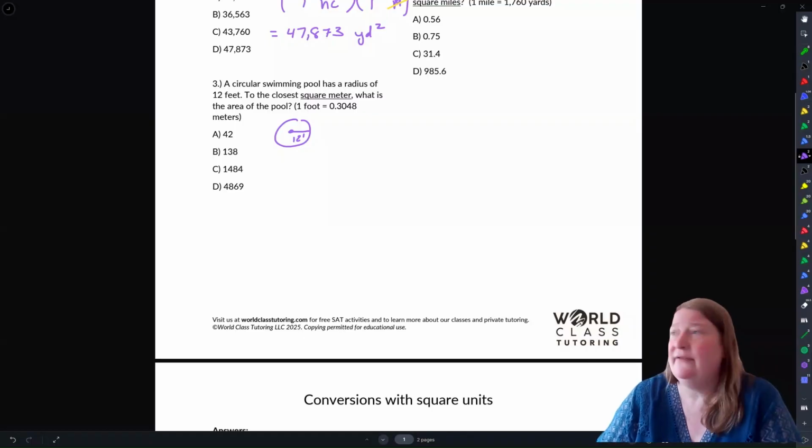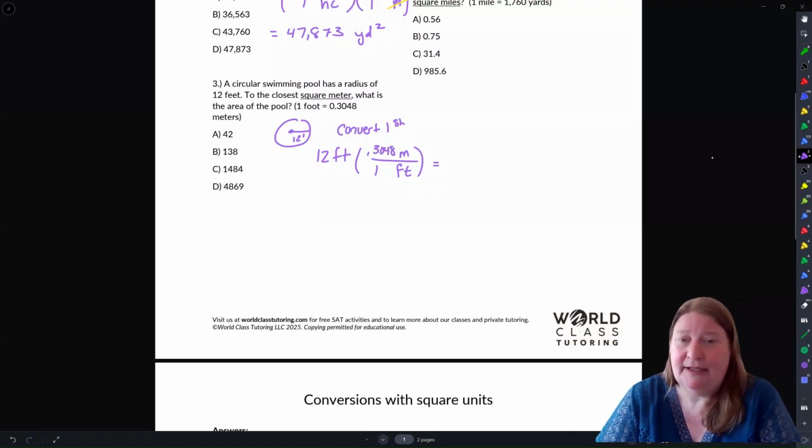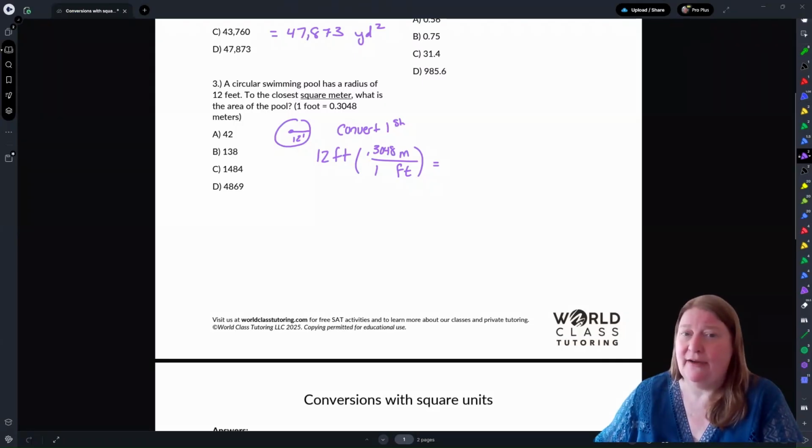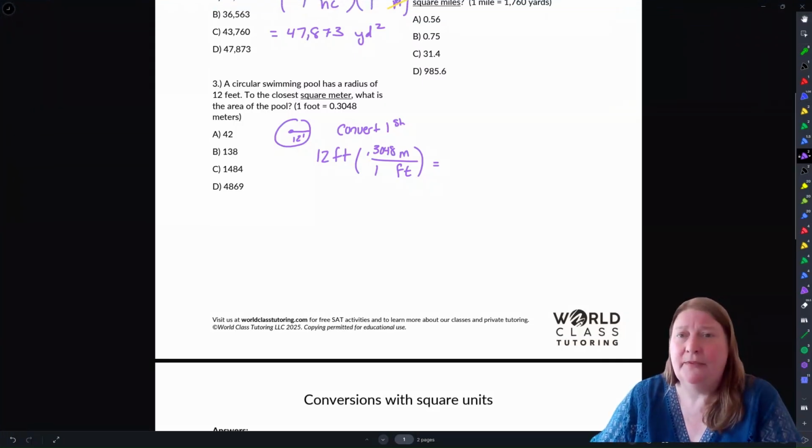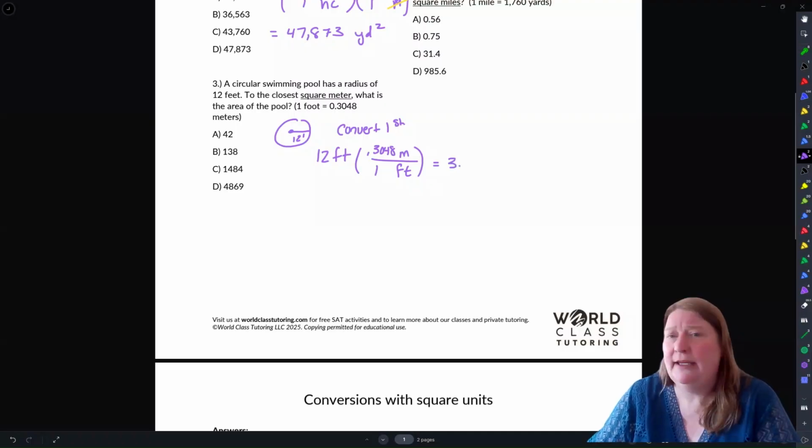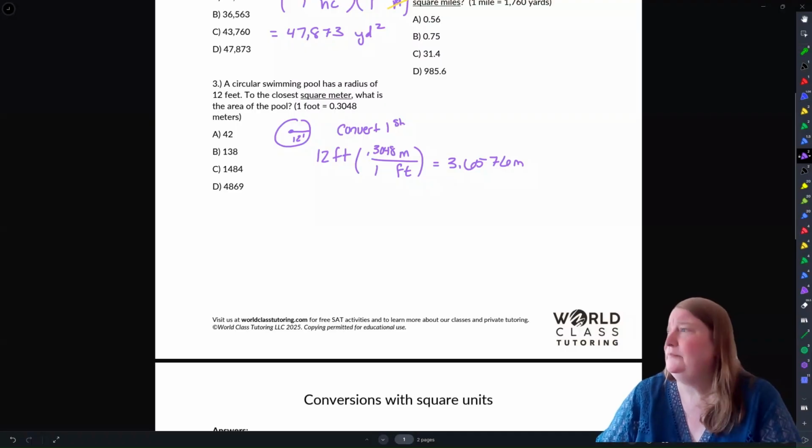Method one is going to be convert first. So what we have here is 12 feet. We're going to change that to meters. So let's get rid of the feet. Let's bring in the meters. We know that 1 foot is 0.3048 meters. I'm not squaring this conversion factor because it's just feet to meters. I don't have square feet yet. And I'm getting 3.6576 meters.